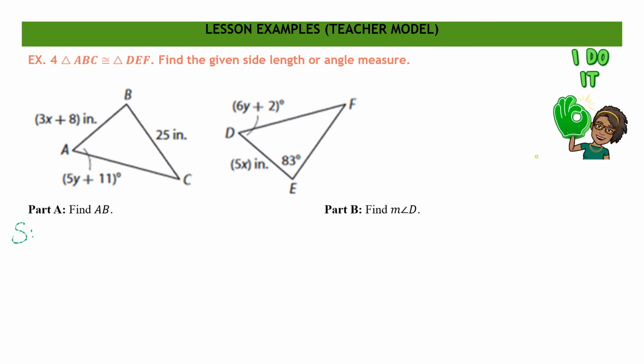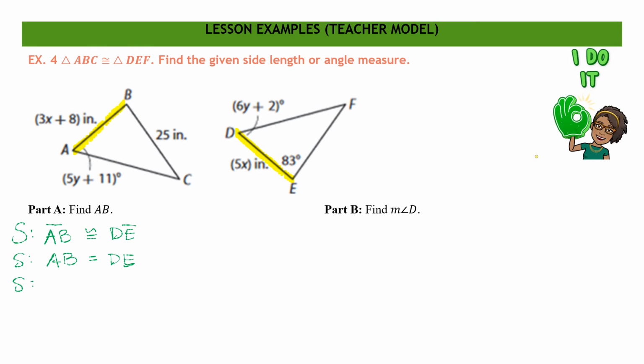So they want us here to find the measure of line segment AB. So AB we have is here, and the corresponding side for AB in triangle DEF would be here, DE. So once again, we're going to write our congruency statement. We say that segment AB is congruent to segment DE. And therefore, we can write our equality statement in saying that AB equals DE. And then we can just substitute those values in and solve.